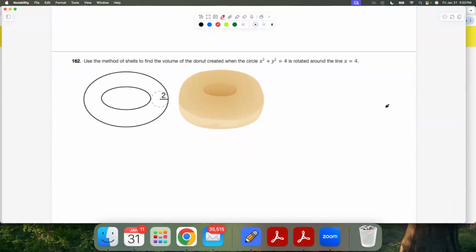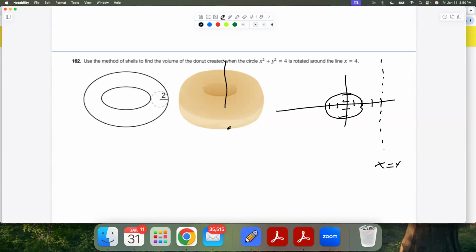So what we've got here, I'm not sure it's very clear just from the words. So let me explain the problem. I've got a circle of radius 2. That's what that guy is. Got that circle. I'm going to rotate that around the line x equals 4. So take this circle and rotate it around. So right in the middle of my donut here, I should make him dotted, is going to be the line x equals 4.